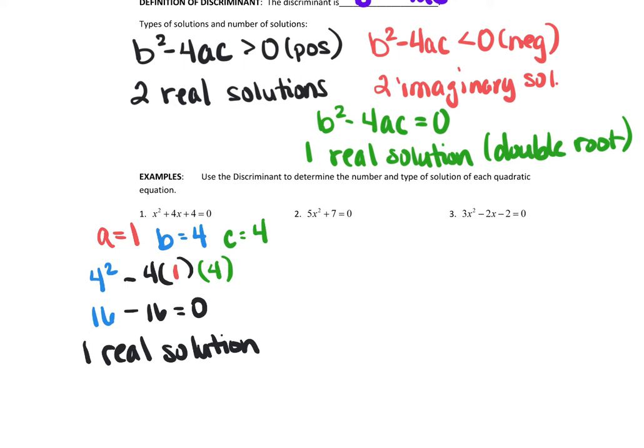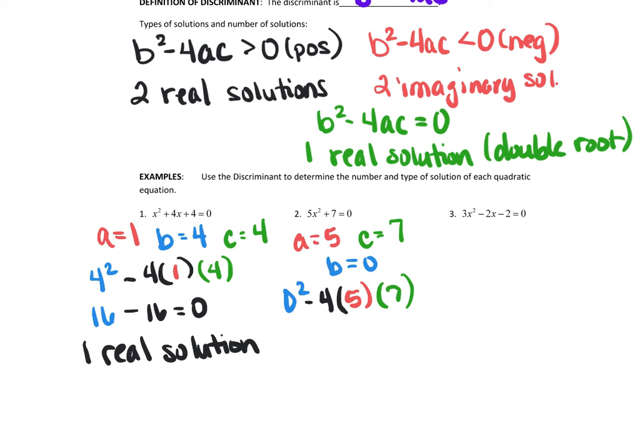Look at the next one. Here, your a is equal to 5. That's in front of the x squared. Notice that there is no x term. It's just a c term. Your c is equal to 7. So when you calculate this, b is essentially going to be equal to 0. And so when we set this up, we have 0 squared minus 4 times a, which is 5, times c, which is 7.